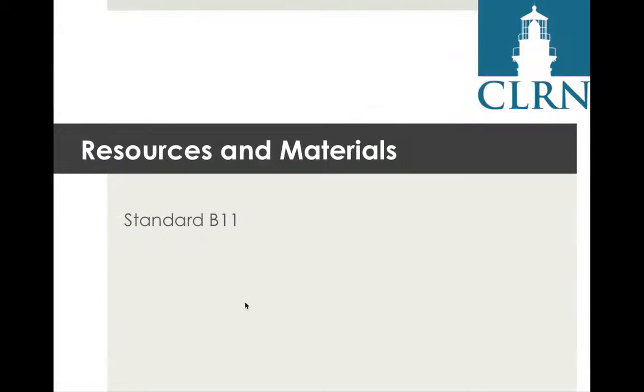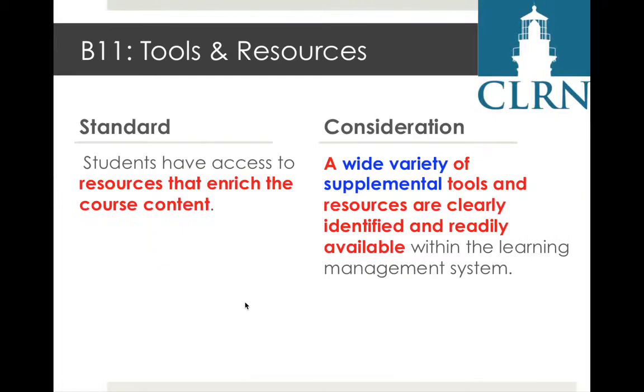The final strand of this section, Resources and Materials, contains one standard. The final Section B standard, Tools and Resources, asks if students have access to resources that enrich course content. The consideration expectation is that you'll find a wide variety of supplemental tools and resources within the learning management system. However, the quantity and variety of resources provided will vary by subject and course. Mathematics and science courses require more supplemental resources than English language arts or history courses.